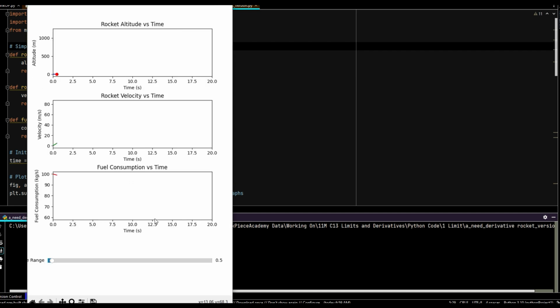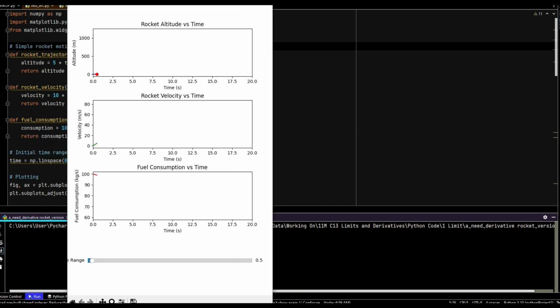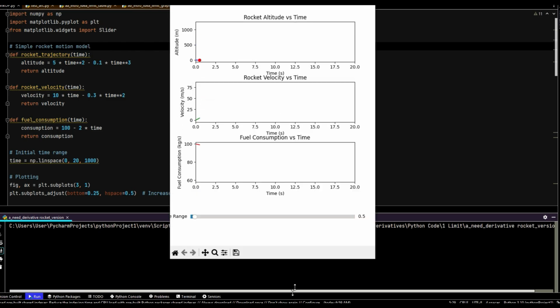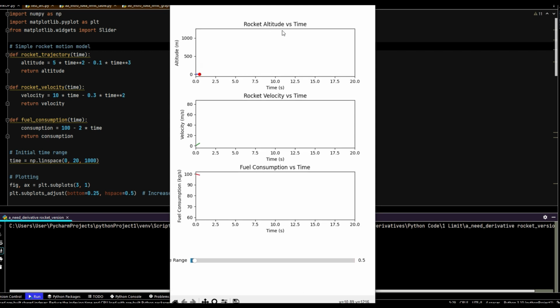So we are looking at 3 graphs for the rocket launch: the rocket's altitude versus time, rocket velocity versus time, and fuel consumption versus time. That is, fuel is consumed, and as you consume the fuel, your velocity increases. If the velocity is increasing, it means it's accelerating. It's accelerating means some force is being exerted on it other than its weight, the gravitational force.